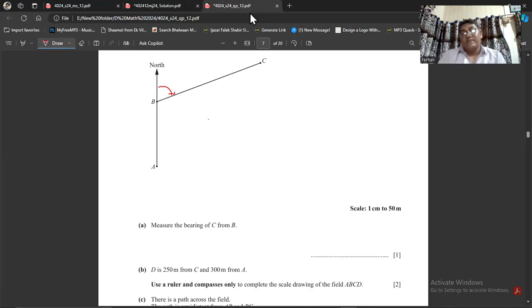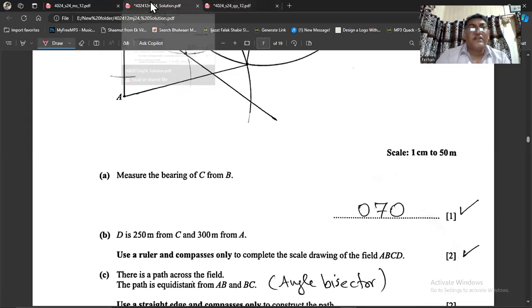So I will open my compass 5 centimeters, and I will take C as the center, and I will draw an arc here of 5 centimeter radius. Then I will open my compass 6 centimeters, take A as the center, and draw an arc of radius 6 centimeters. Where these two arcs intersect each other, that will be my point D. Then I will join C with D and A also with D.